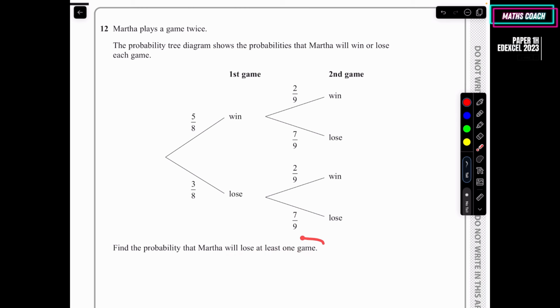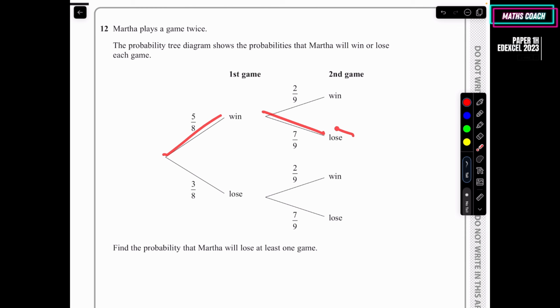So losing at least one game. Now, there's two ways to do this. There's the quick way or the long way. All right, the long way is basically to find out all the combinations where Martha loses at least one game. So like, for example, winning this one would mean losing that one.